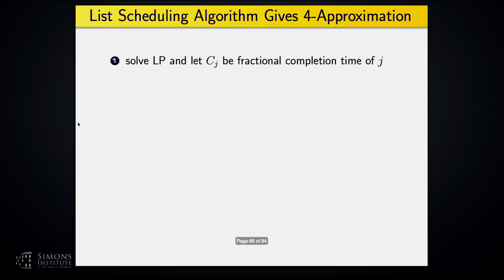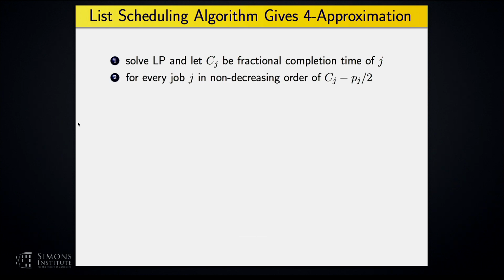First, we recover the 4-approximation due to Munir, and then we try to see what's not tight in the analysis, and we will improve it. So we solve the LP, and then for every job j, in non-decreasing order of C_j minus p_j over 2, where C_j is the fractional completion time of j in the LP solution and p_j is the length of job j. We have identical machines, so there is only one p_j.